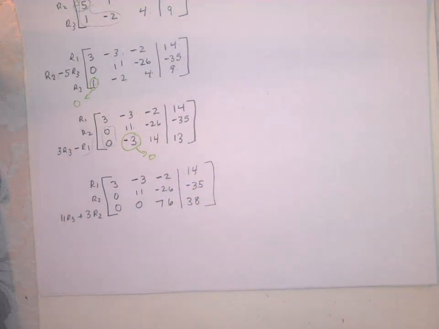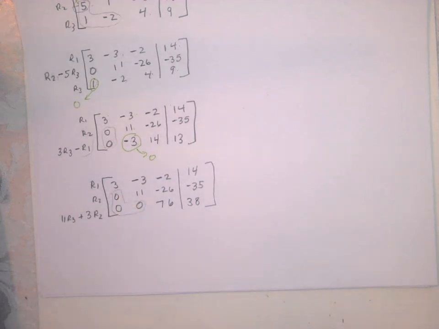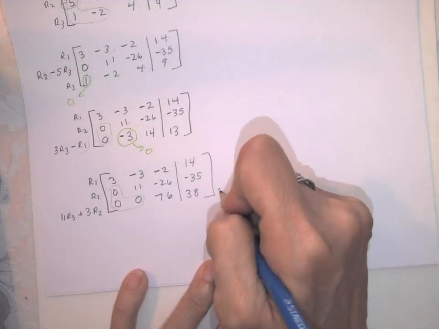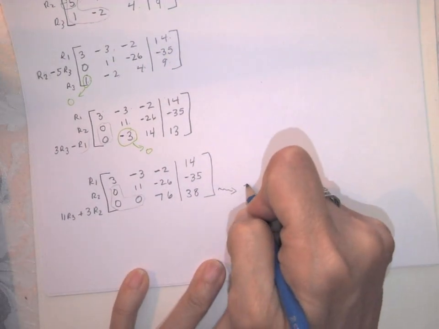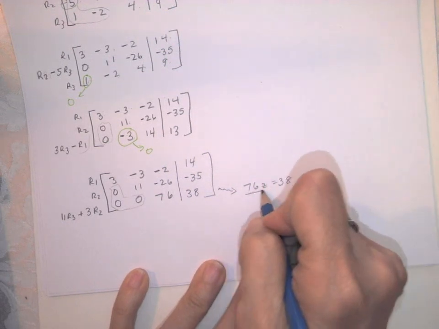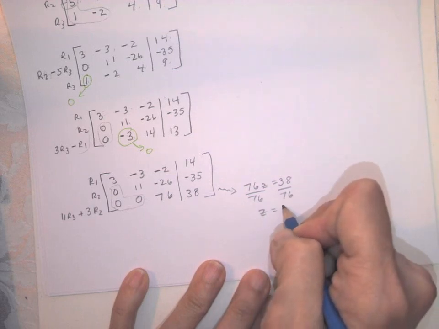Once I have those 3 zeros there in this L shape, I'm going to stop and just read the matrix and let the reading of the matrix help me find my point of intersection. I'm going to read it from bottom to top instead of top to bottom. So this row tells me that 76z equals 38, or if I divide both sides by 76, I get that z is 1/2.